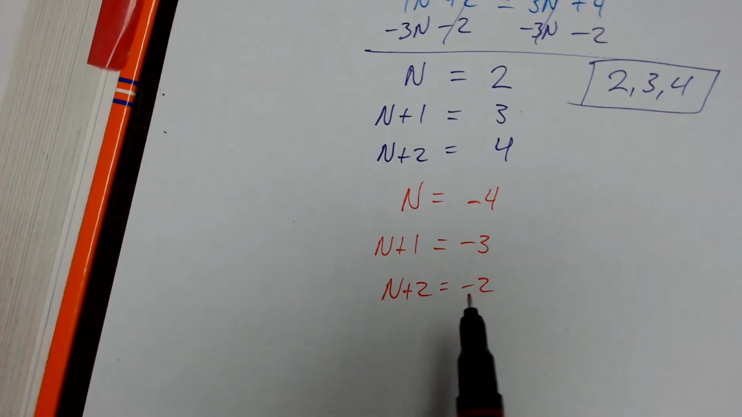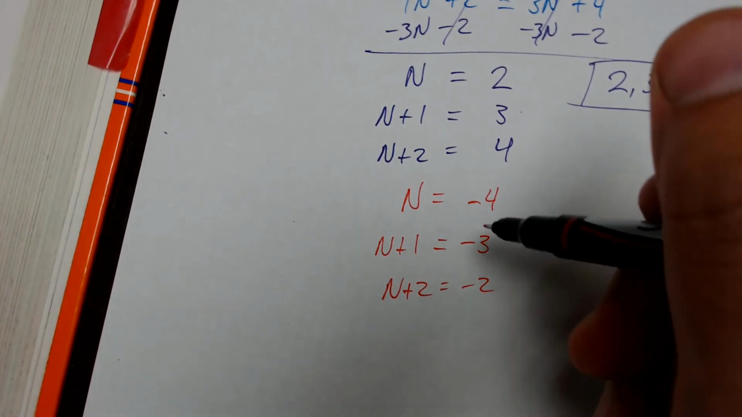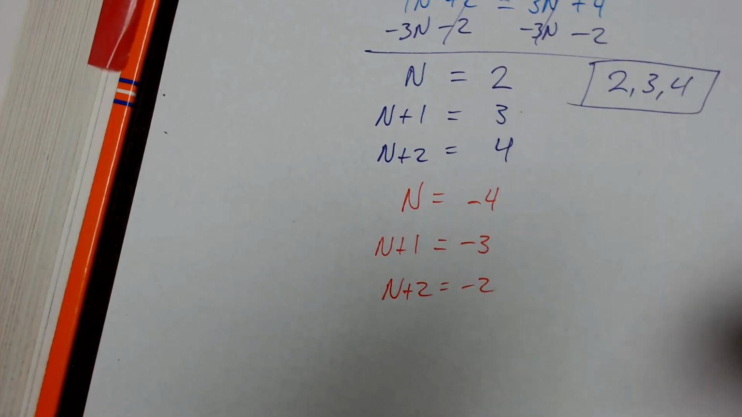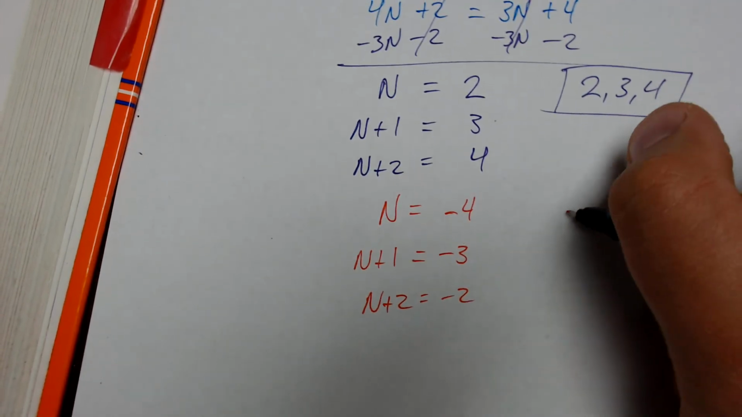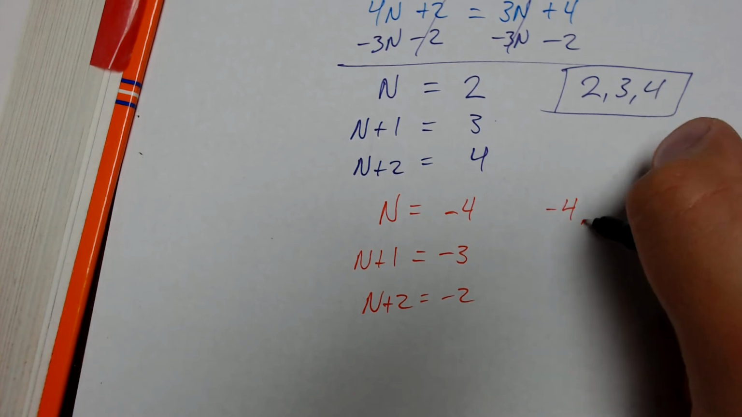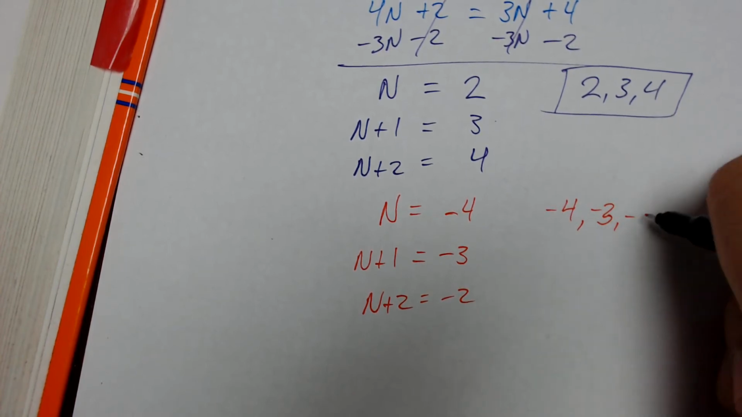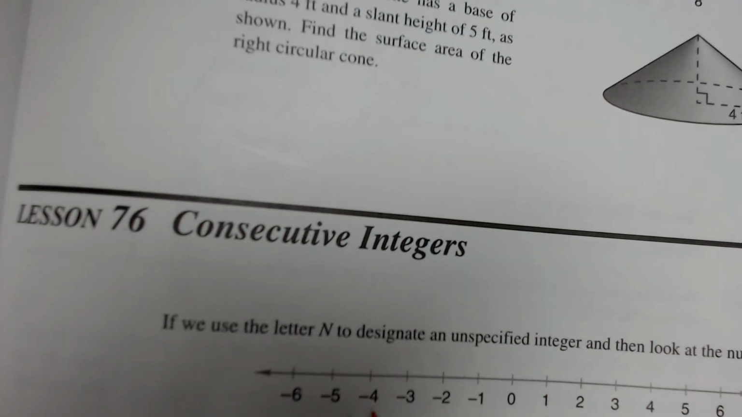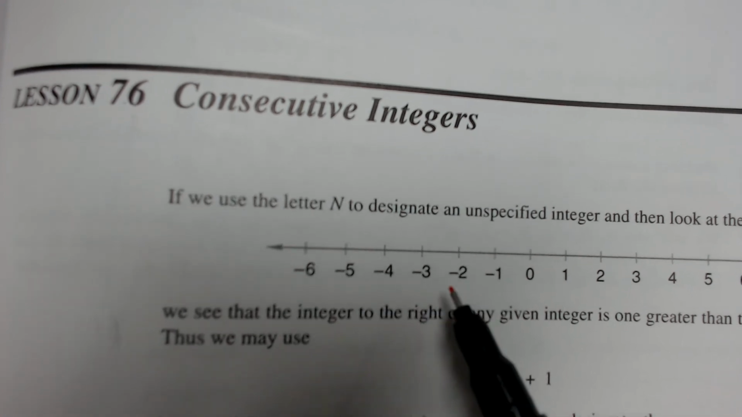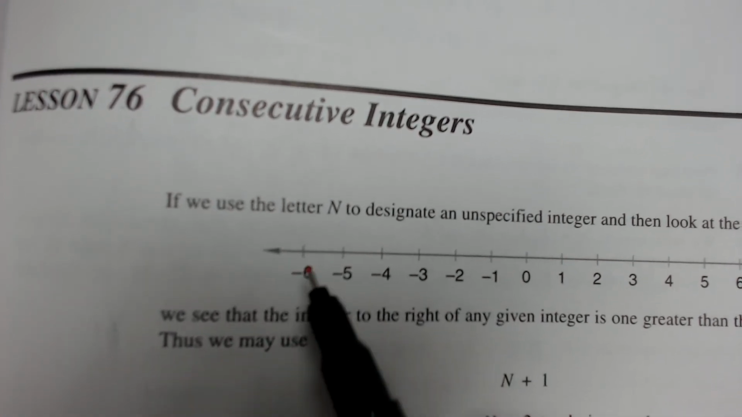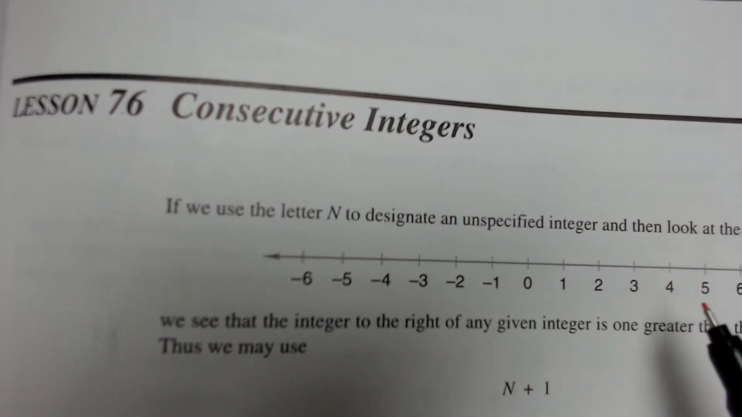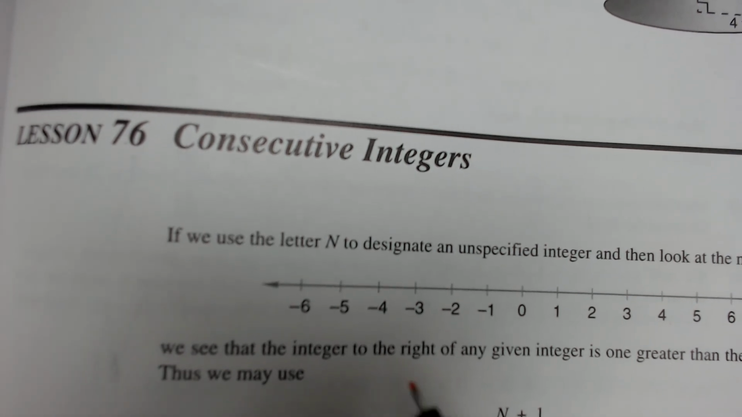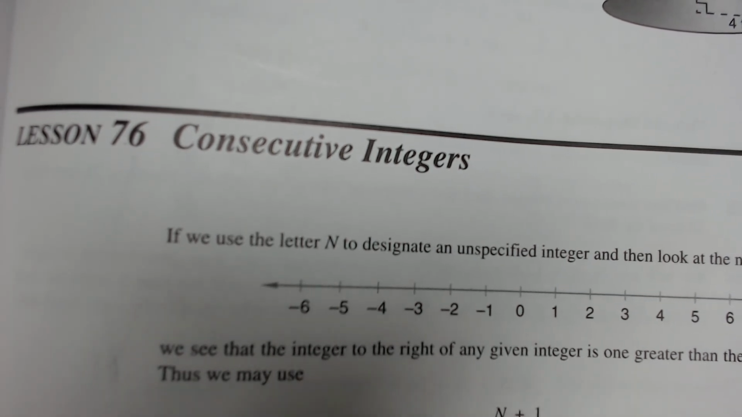So if you're doing negative integers and your first number is a negative, remember you got to count to the right, which seems like you're counting down, but you're actually counting up. So it'd be negative 4, negative 3, negative 2. And again, I'll go ahead and show that to you on the number line. If we start at negative 4, the next number is negative 3, then negative 2. So that's what I mean when I say count to the right instead of count up. Because if we did negative 4, negative 5, negative 6, that would have been backwards.